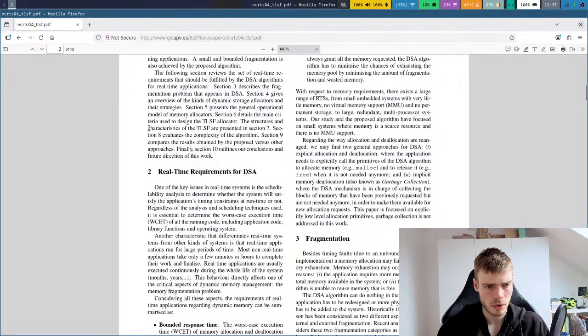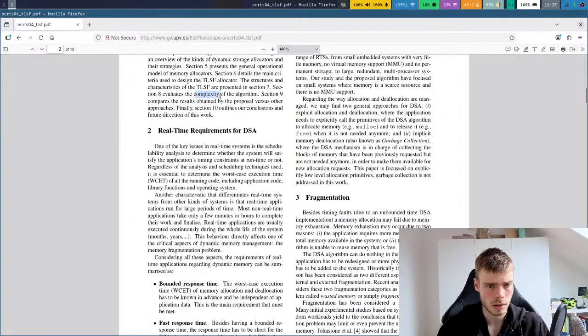The structures and characteristics of the TLSF are presented in Section 7. Section 8 evaluates the algorithm. Section 9 compares the final results obtained by the proposal versus other approaches. Finally, Section 10 outlines our conclusions and future directions of work.